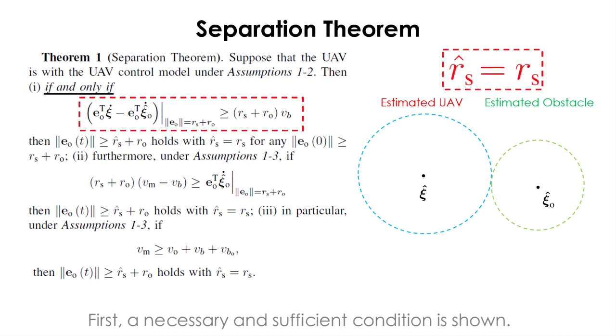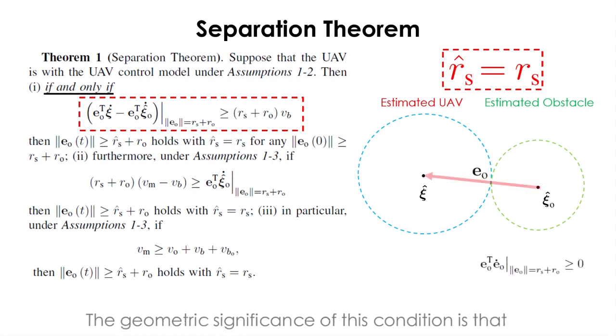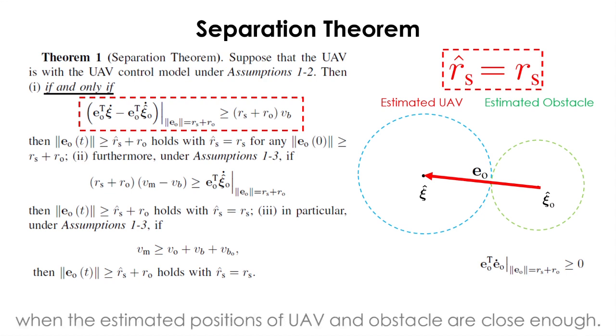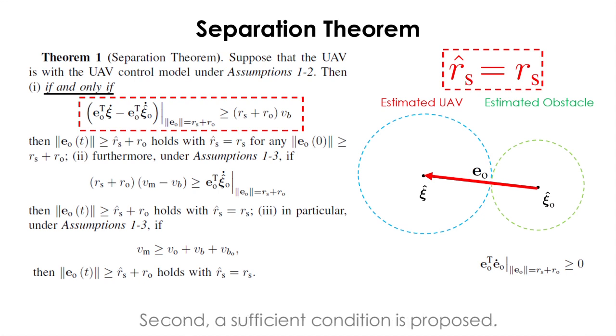First, a necessary and sufficient condition is shown. The geometric significance of this condition is that the estimated filtered position distance will not decrease when the estimated positions of UAV and obstacle are close enough. Second, a sufficient condition is proposed.